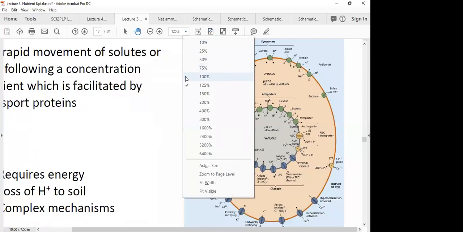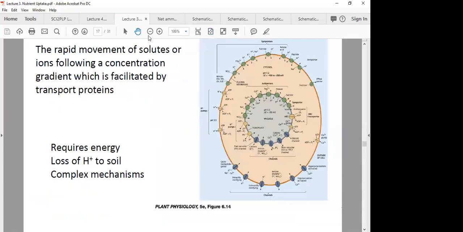What I'd like to really focus on is what you would expect to see in root cells, what sort of transport proteins in root cells. Okay, so I think I've finished with that one.